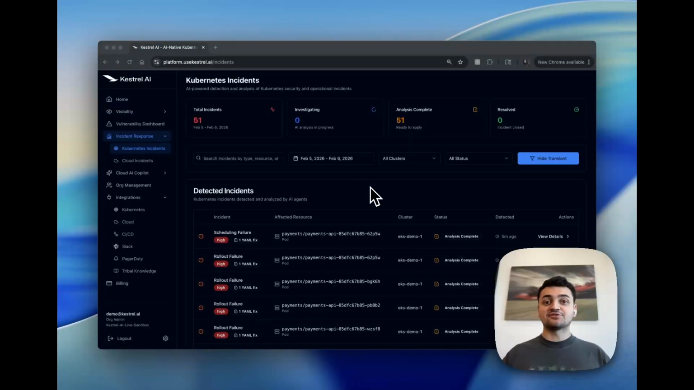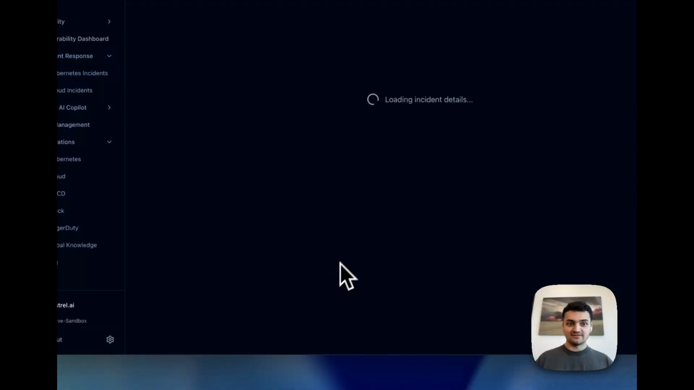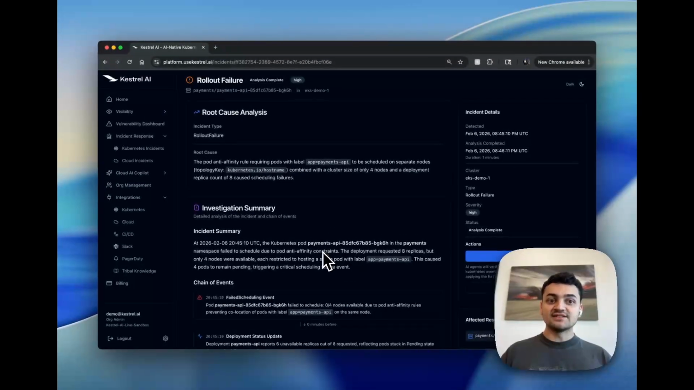So this is exactly what Kestrel catches automatically. And let's take a look. It's detected a rollout failure incident. So let's go ahead and take a look at one of these. As you can see, the root cause that it's determined is exactly what we're expecting. The required pod anti-affinity rule caused the scheduling failures because the hard constraint prevents co-locating pods. This isn't just pattern matching, it's actually reasoning about the problem.